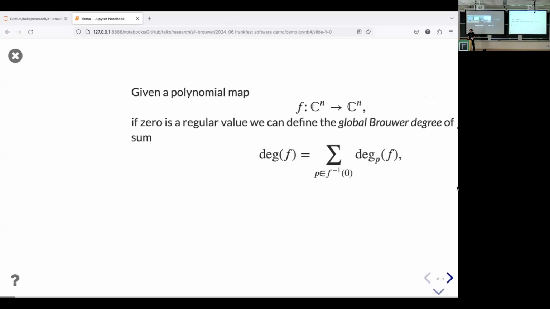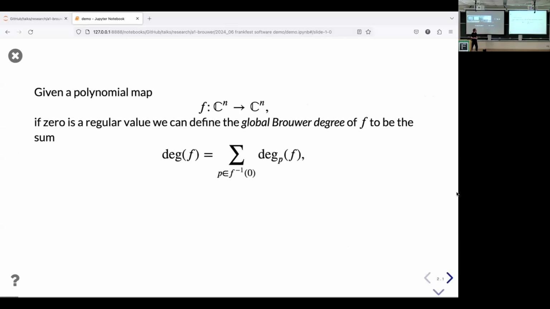Okay, so I want to start with classical Brouwer degrees, which, if I have a polynomial map from C^n to C^n, and 0 is some regular value, then I can look at the pre-images of 0, and I can compute what's called the local degree at each of these points. And this is a very granular invariant that we source from differential topology. This tells you basically an integer value of how many points are in the fiber of a regular value counted with some sort of multiplicity.